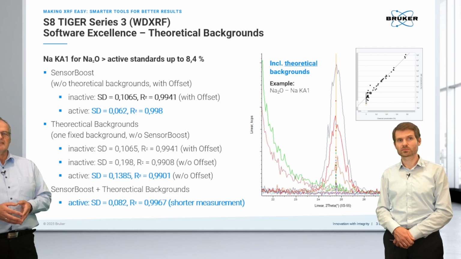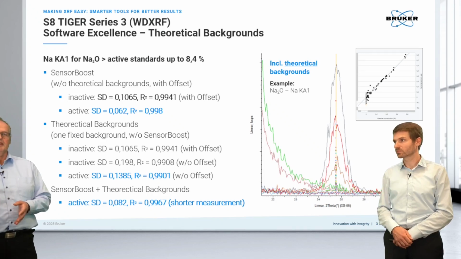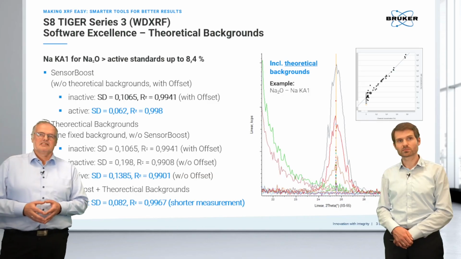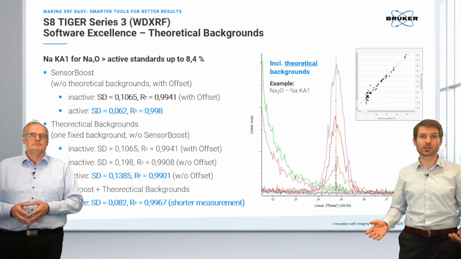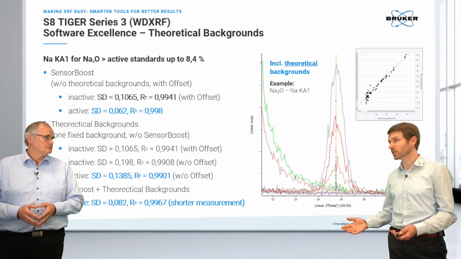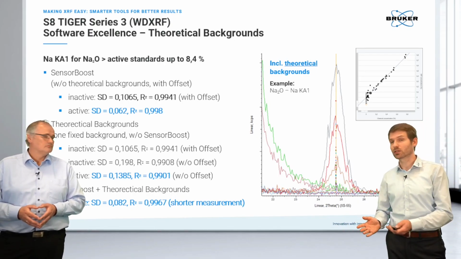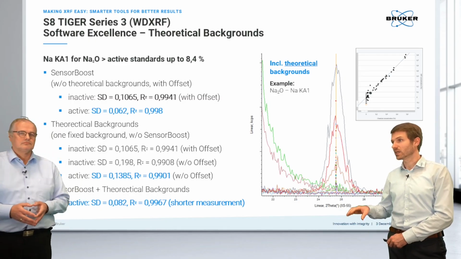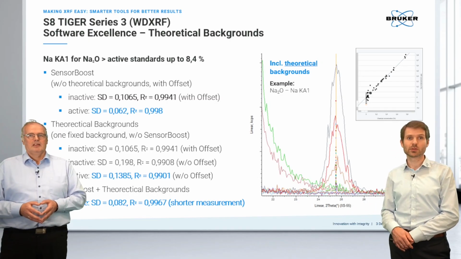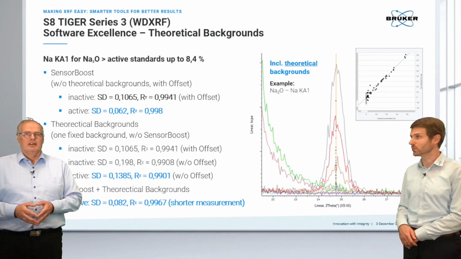But the reason, or the benefit, is that we have shorter measurement times because we don't need to analyze the backgrounds any longer. Overall we improve our result quality by having a much better, much more robust correlating calibration, especially for the low end. But we also shorten the time, and both with functionalities that are completely implemented in the software.